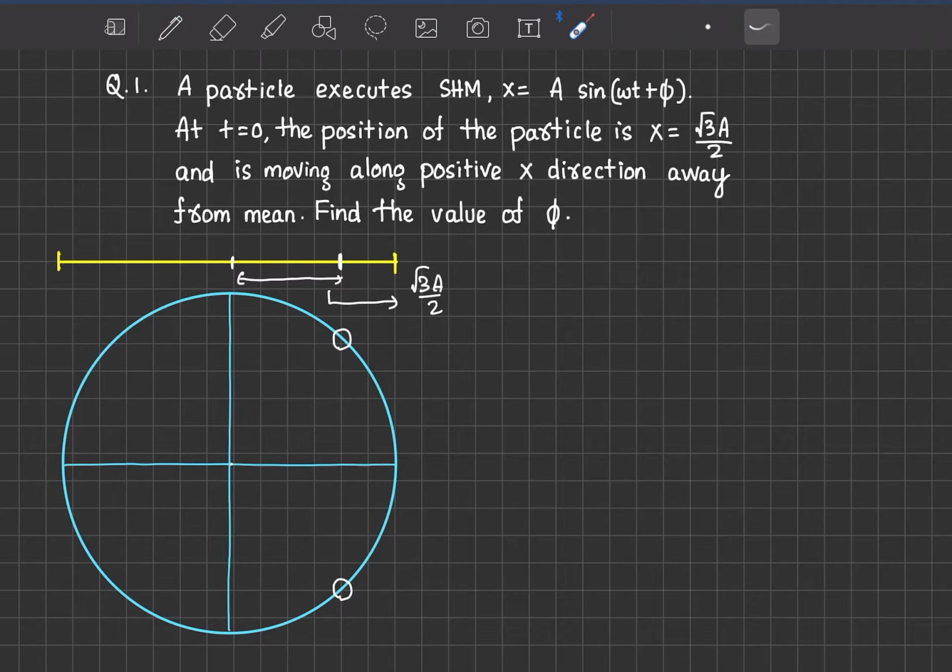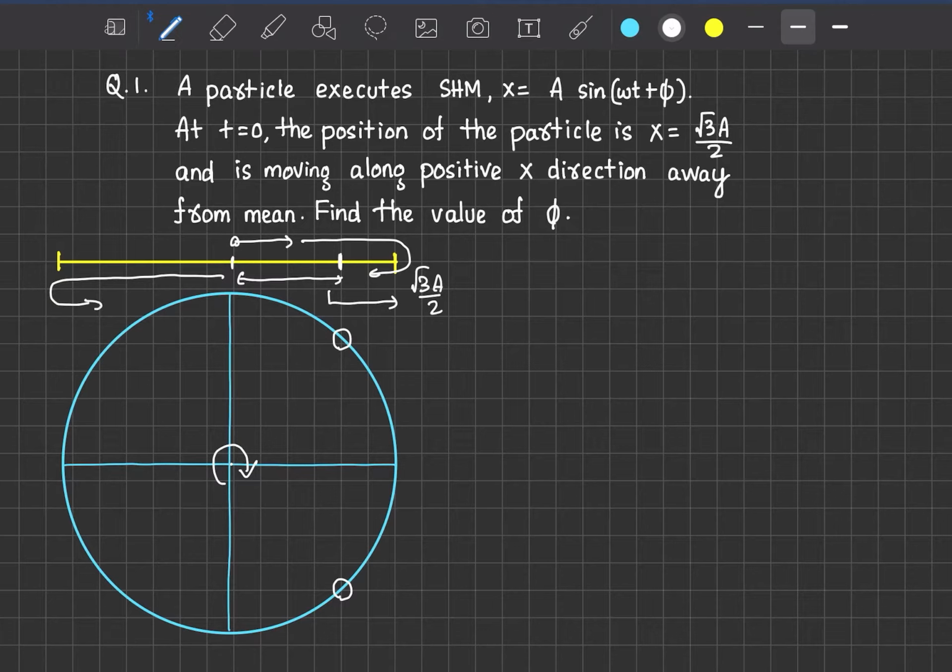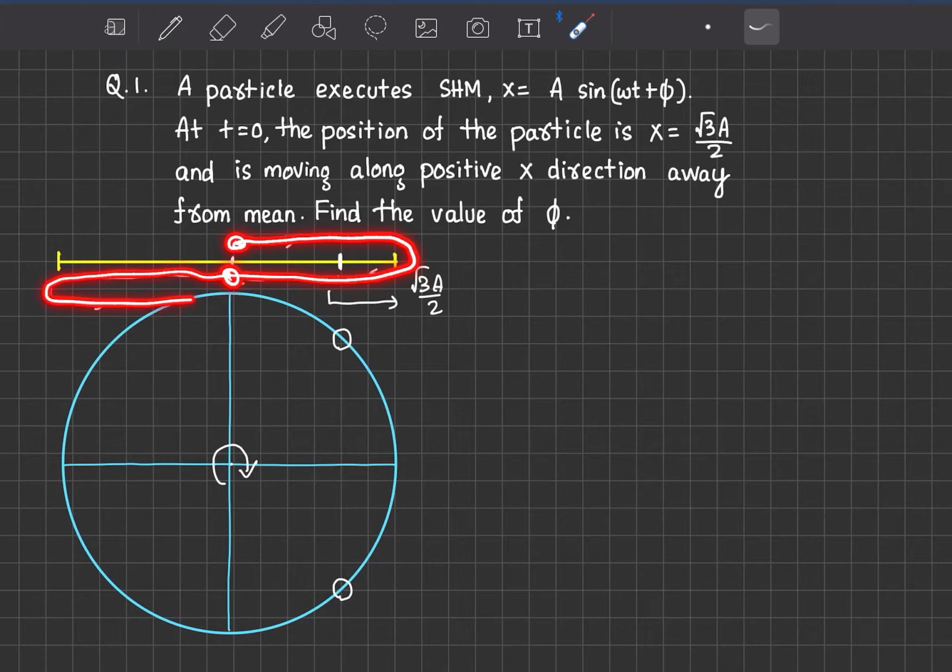Now next thing, it is saying that the particle is moving in the positive x direction. If point P is moving in the circle, the SHM will be in this direction. The particle will move towards right, then again come back to mean, again move to left, again come back to mean, like this. And our point P in the circle will be moving clockwise. So think, if point P is moving clockwise, when it reaches here, its velocity will be towards this way, and if it is at the bottommost position, its velocity will be this way.